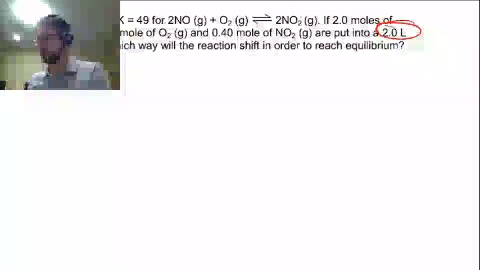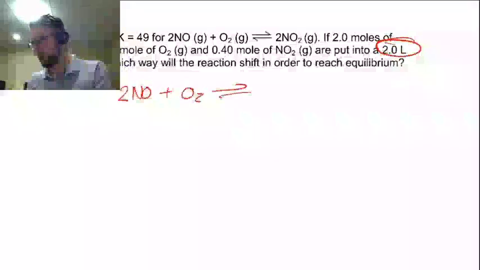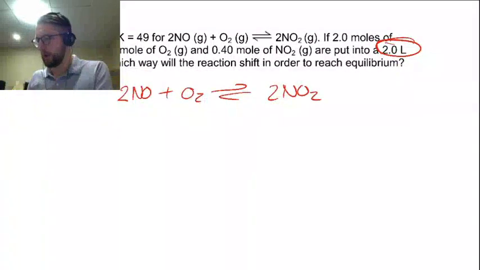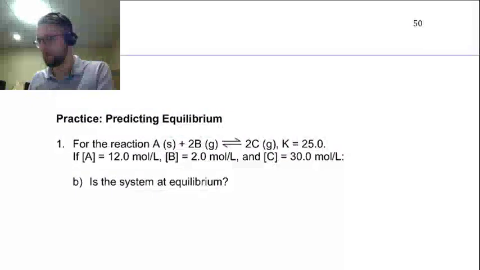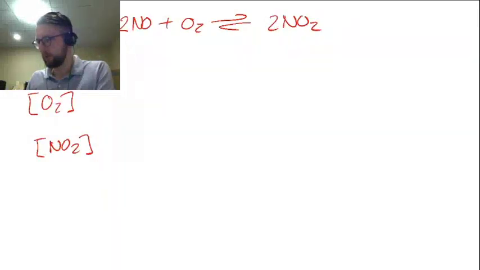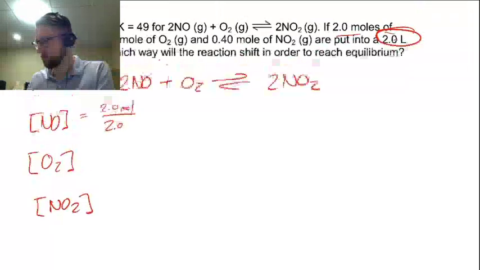Okay, so let's get it all set up here. I like to have a nice big equation to work with, so I'm going to write it all out. NO plus O2 gives us 2NO2. And I'm going to write out my concentrations of all my things. So for NO, I have 2.0 moles in 2 liters, equals 1 mole per liter.